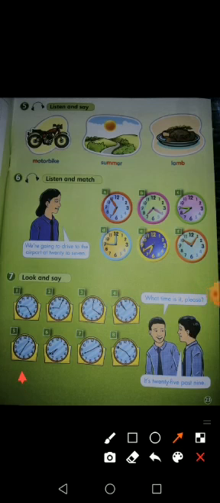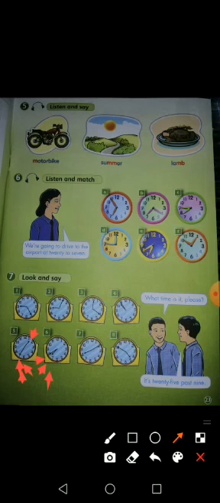What time is it, please? It is 25 to 2. We say 25 to. 25 to 2. Okay? So, number 6. What time is it, please? It is 22 past 8. It is 22. We say 22. Okay, student?